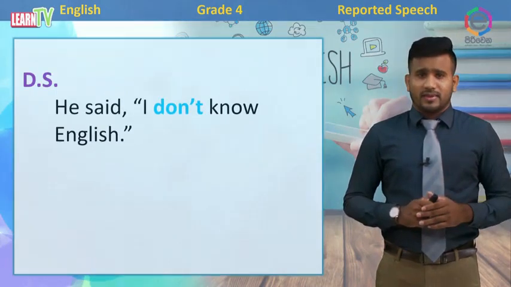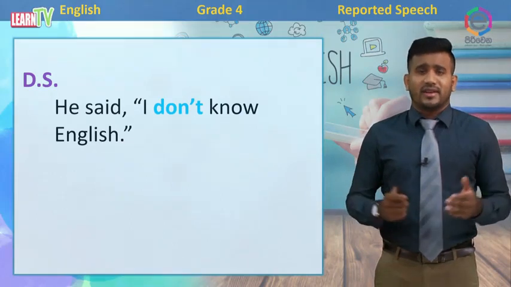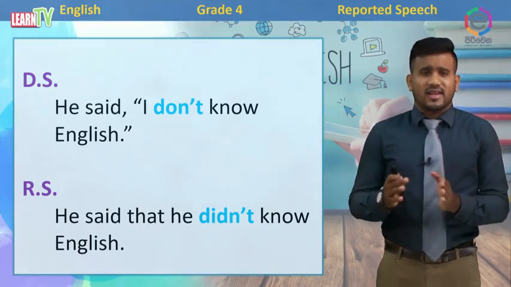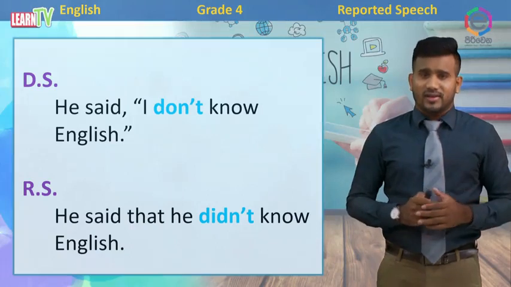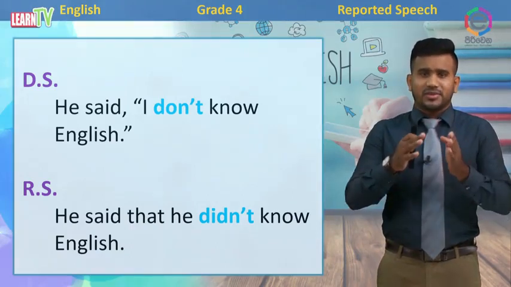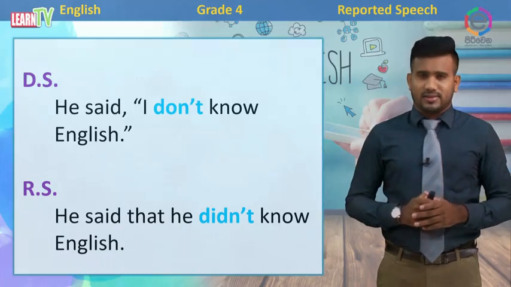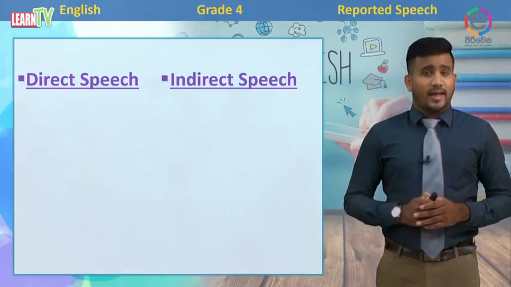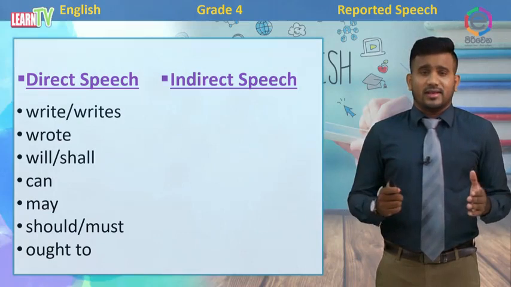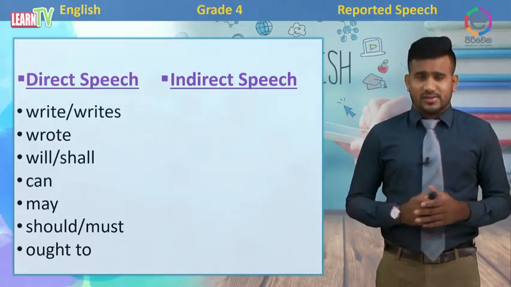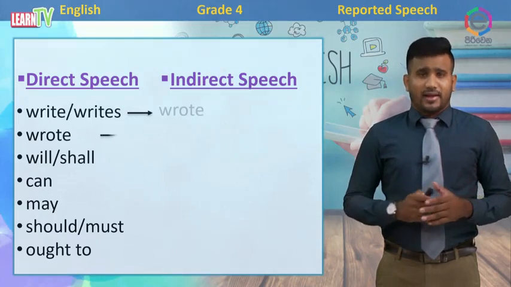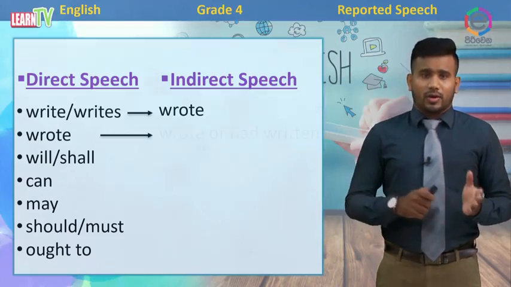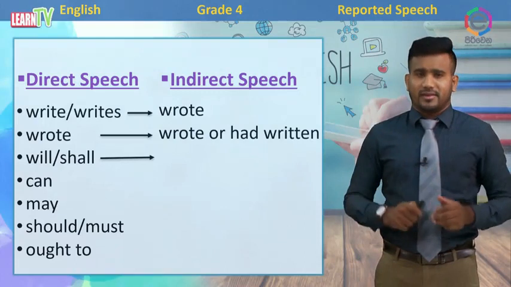Direct speech: He said, "I don't know English." In reported speech, he said that he didn't know English. Now you can see "don't" has been changed to "didn't." Direct speech and indirect speech: now you can see some more changing words. Write, writes should be changed to wrote. Wrote, wrote or had written.